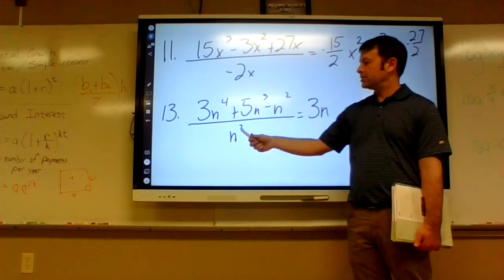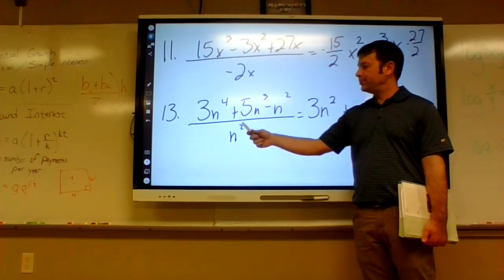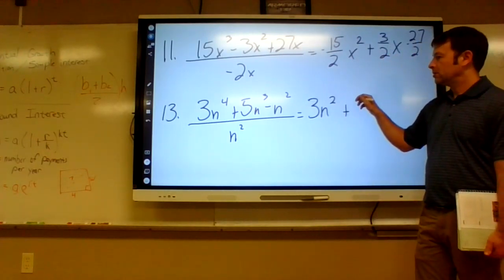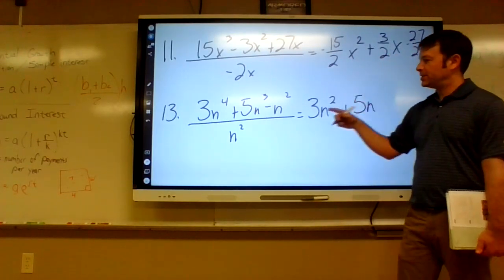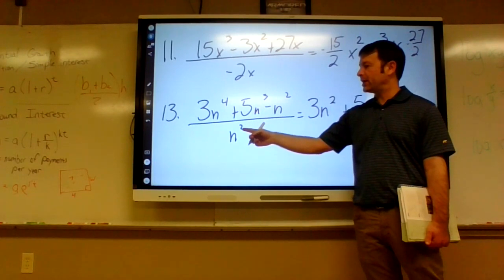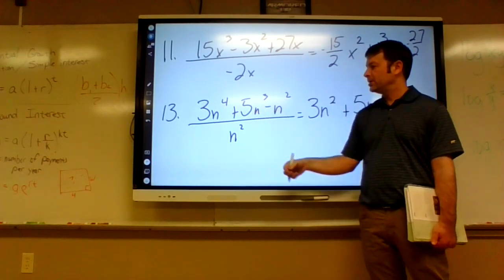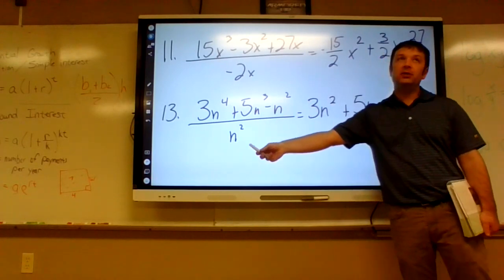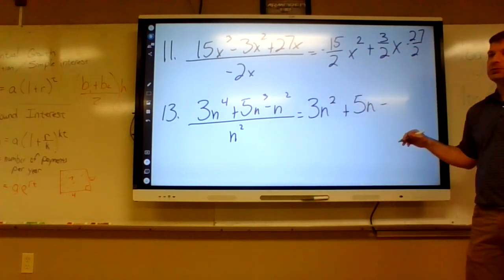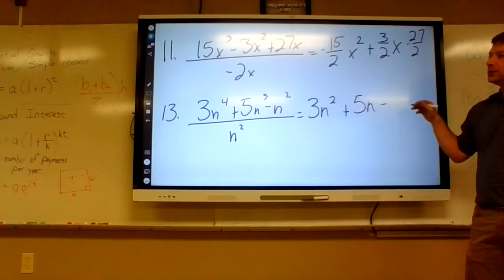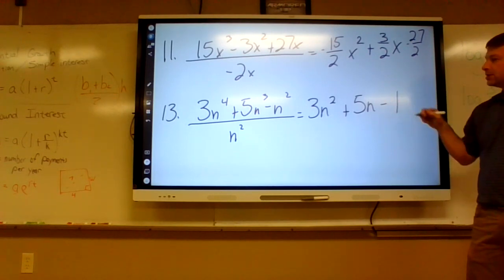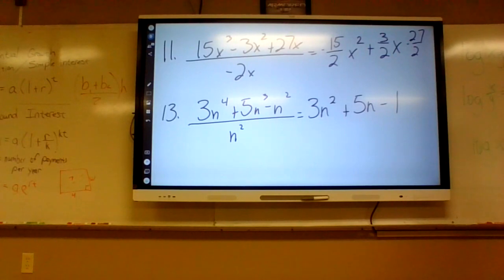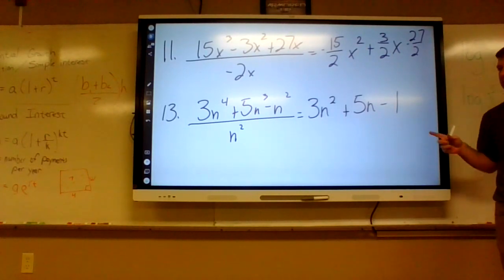What's 5n cubed divided by n squared? 5n. So basically all we're doing is subtracting the exponents, right? 3 minus 2. And then minus, what's n squared divided by n squared? 1. Anything divided by itself is 1. None of these terms are going to come out as 0.